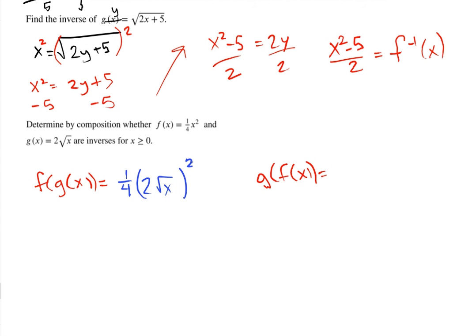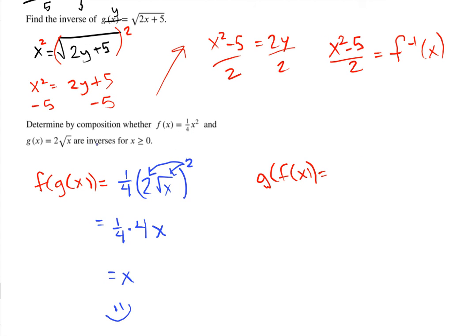And I'm going to start simplifying. So I'm going to distribute that 2. So I have 1/4, and then I have 2 squared, which is 4. And then I have square root of x squared, which is x. And 1/4 times 4, so that's just x. Okay, so good. That one simplified to x. Let's see if this one does the same.